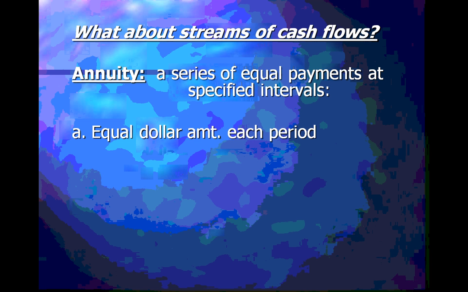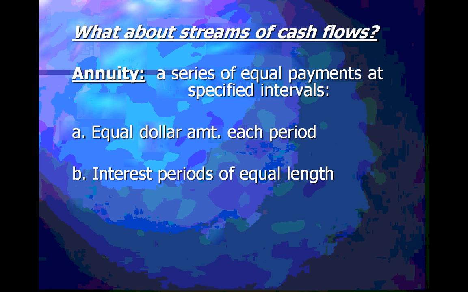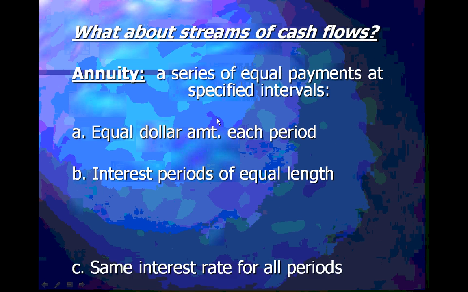A couple of stipulations. It's got to be an equal dollar amount each period. It's got to have interest periods of equal length. These will usually be a year, but sometimes they'll be quarters. Sometimes they'll be a 6-month period, biannually. Sometimes it'll be monthly. But for the most part, we're going to use a year.